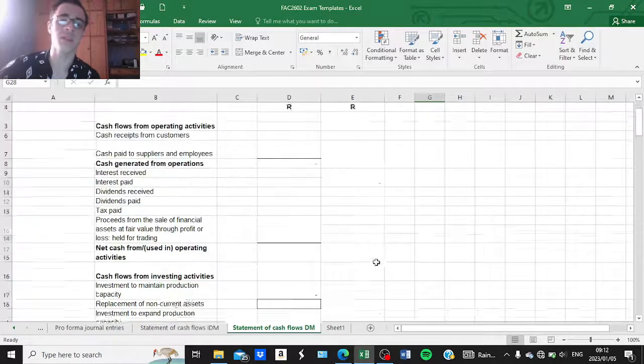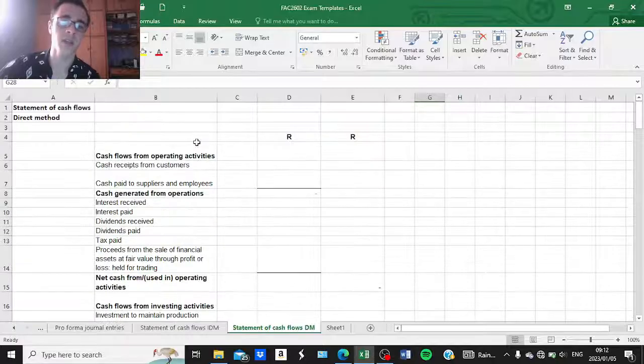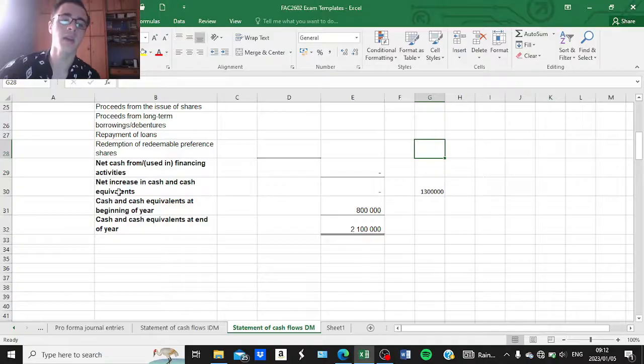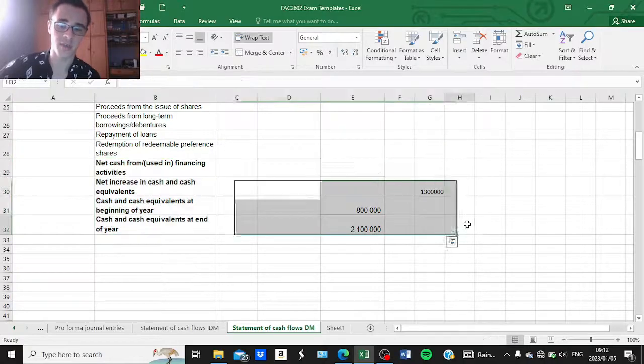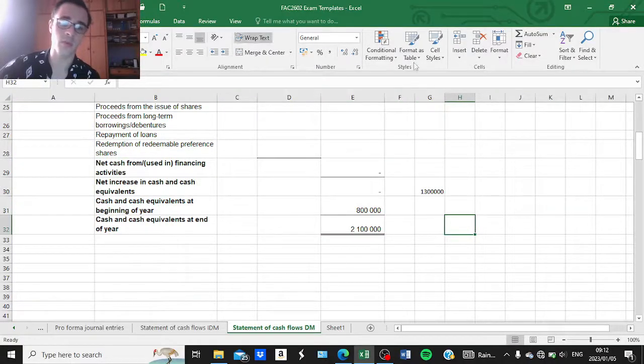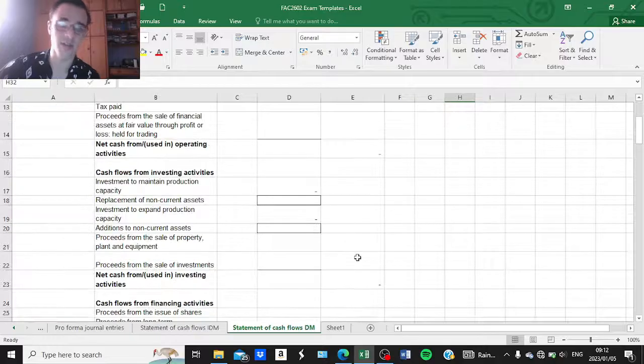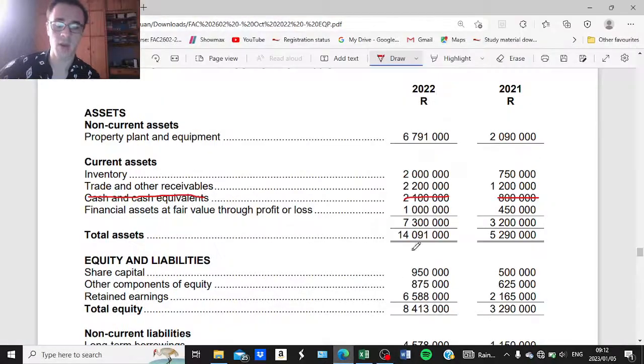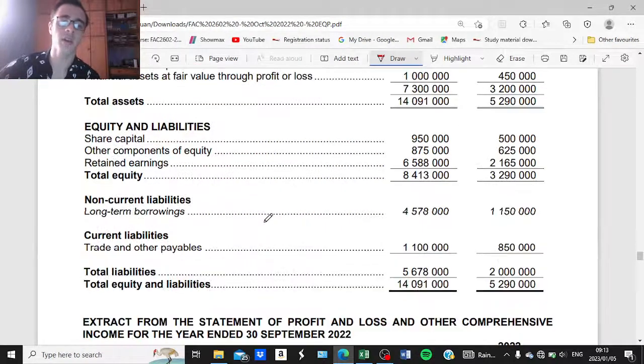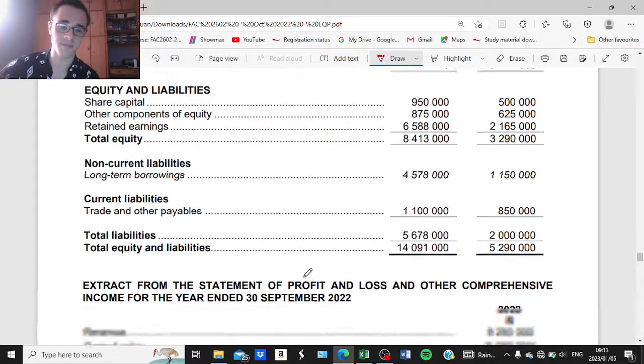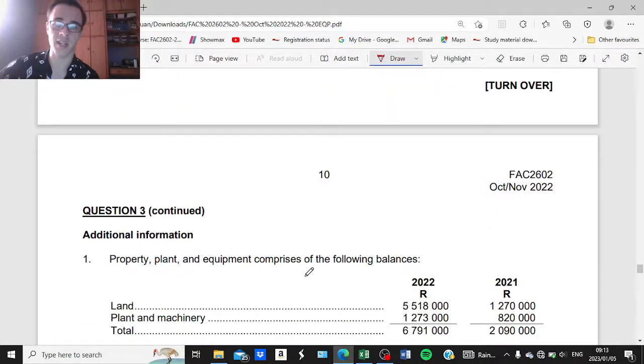Okay, keep in mind, in this exam paper, they only requested the first two sections. Right, so you didn't need to draft this section. For this lesson, however, we will be drafting the entire statement of cash flows according to the direct method. Right, so we are done with cash and cash equivalents. We have calculated the change. As I've said, no bank overdraft balance that we need to consider in calculating that change.